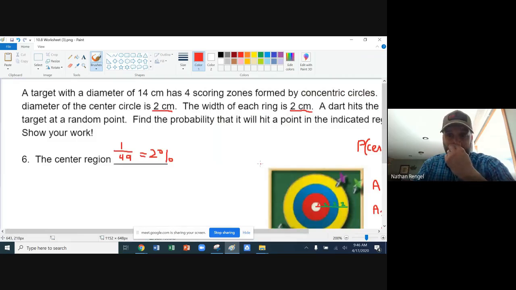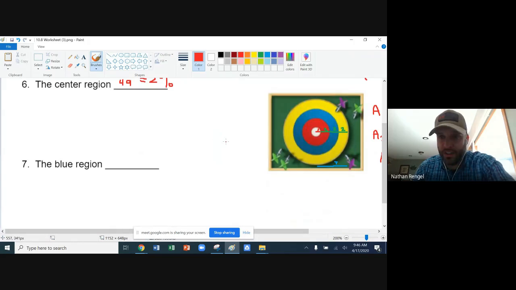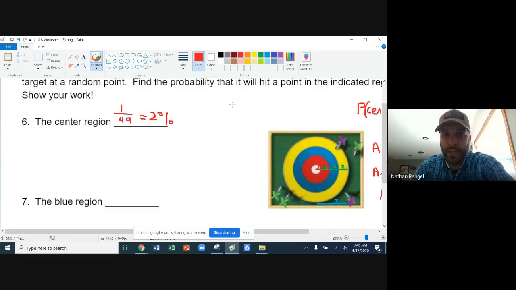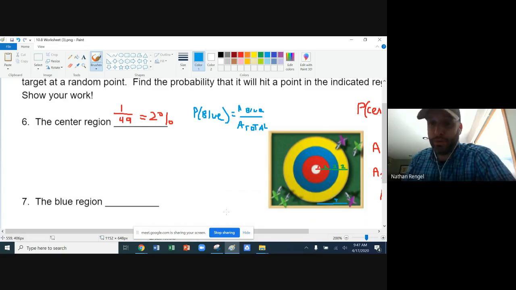Secondly, the blue region. So we want to hit the blue. What are the chances of hitting that blue region? We'll show our work over here in blue. Our second problem, probability of hitting the blue. Again, that's going to be the area of the blue compared to the area total. We already know the area total, so we have to work on finding the area of the blue region.